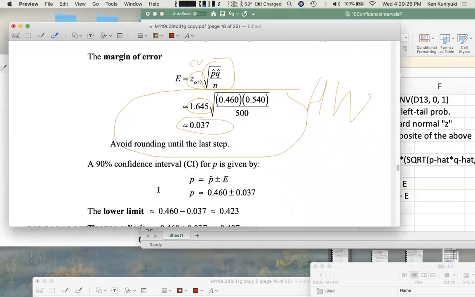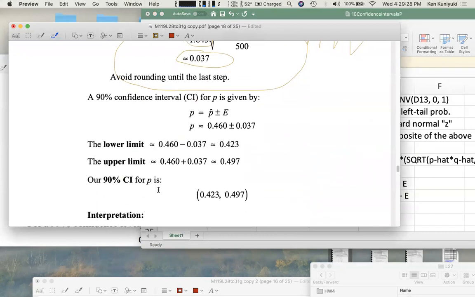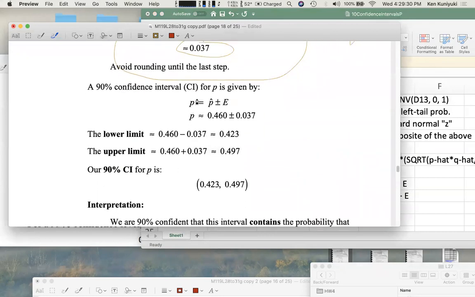And then to find the limits of the confidence interval, it's same old, same old. For the confidence interval for P in this case, you take the point estimate. Before it was X bar, now it's P hat, the 0.460. And then you add and also subtract the margin of error, E.